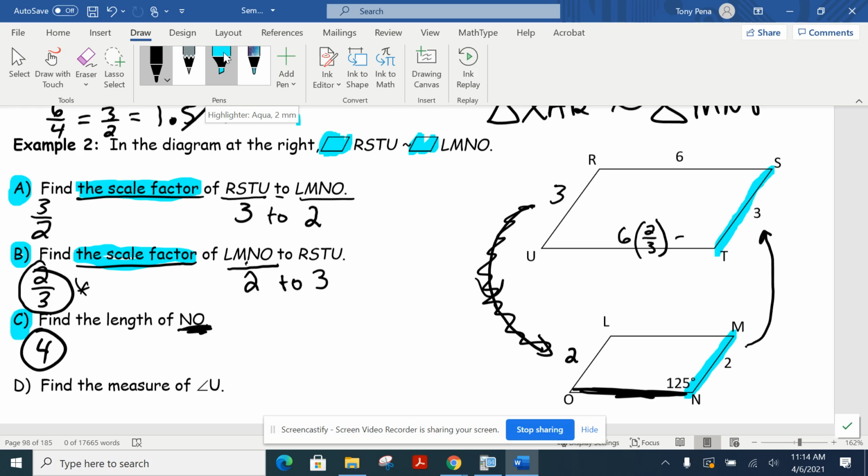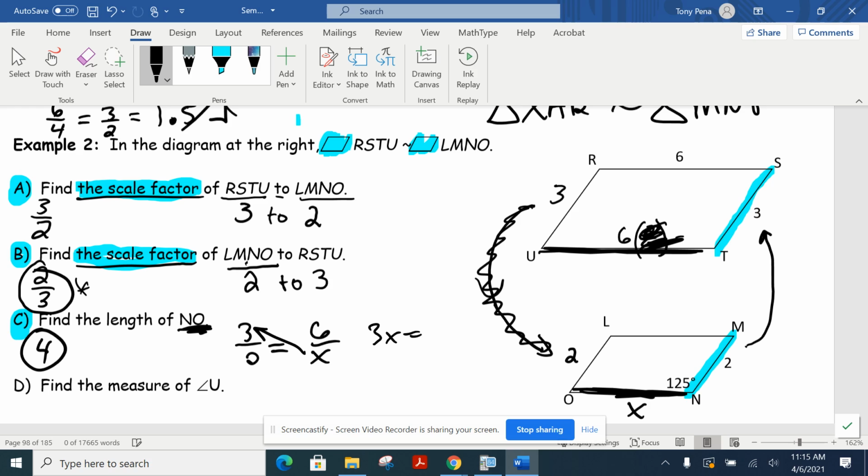We can absolutely set up a proportion, though. So if you're not sure what we just talked about, and you don't want to deal with that in the future, you could definitely go 3/2 would equal the side of 6 over the side that we're looking for, x, and we can set up a proportion. The proportions would still work for other figures as well. Cross multiply, we would get 3x equals 12. When I divide that, isn't that going to get me the same number that we got by just multiplying by the scale factor? Okay.